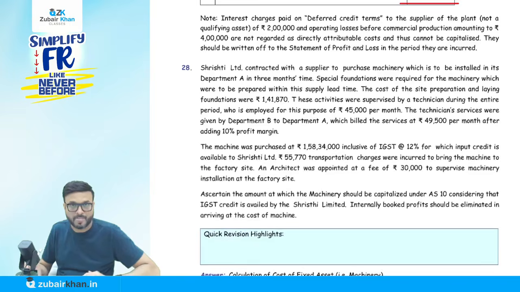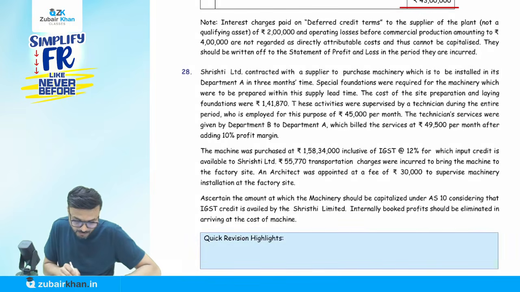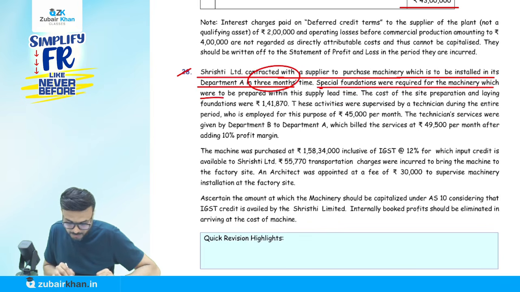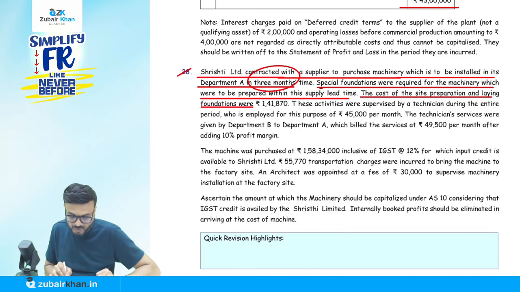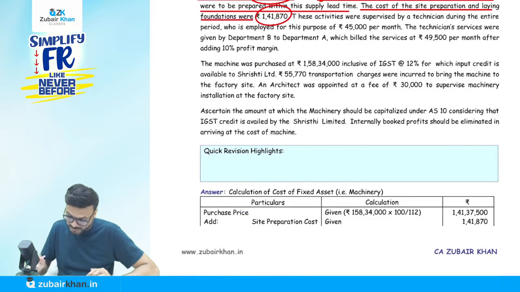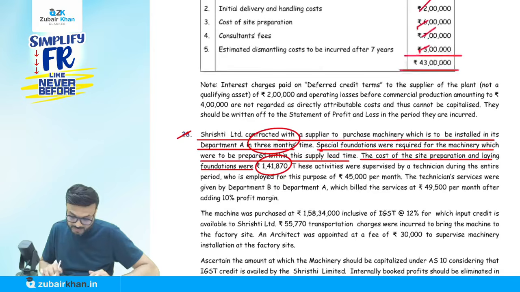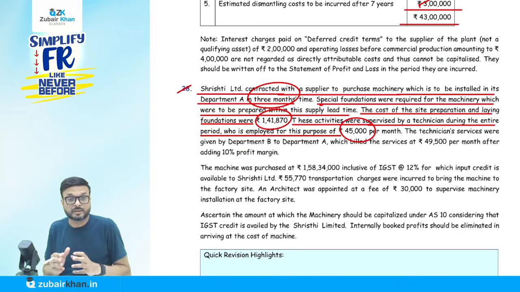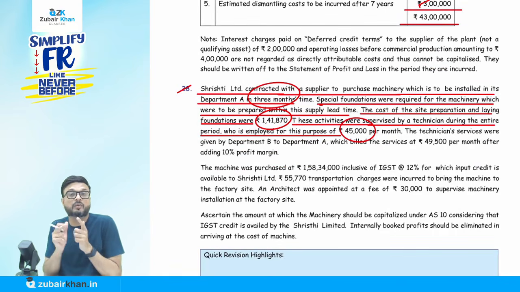Simple. Okay, now Shrishti Limited contracted with the supplier to purchase machinery which is to be installed in its department A in 3 months. Remember, 3 months. Now a special foundation was laid down for the machinery, to be prepared within the supply lead time. Now the cost of the site preparation and laying the foundation, how much? 1,41,870. These activities were supervised by a technician employed for the purpose, at rupees 45,000 per month. The technician specifically belongs to that supervision.